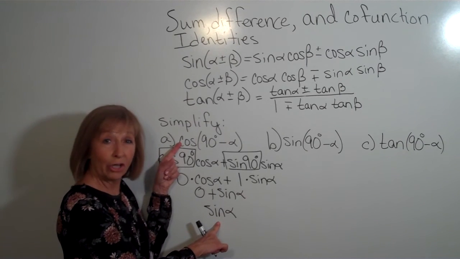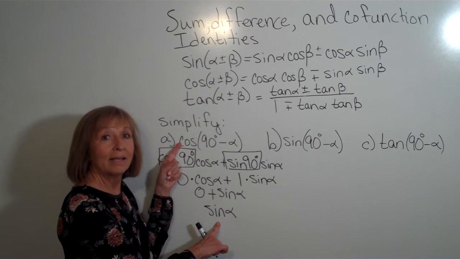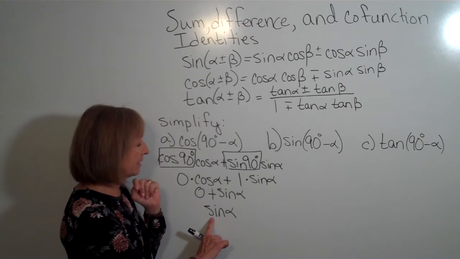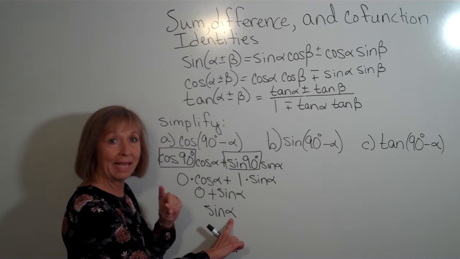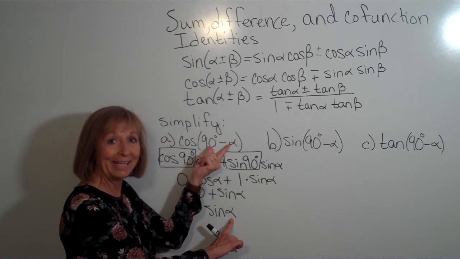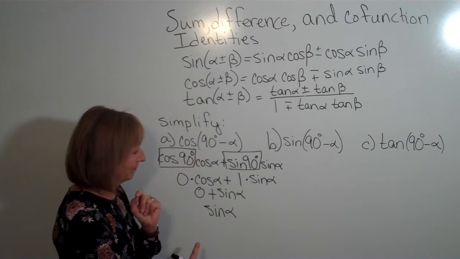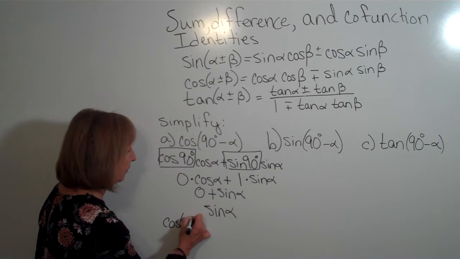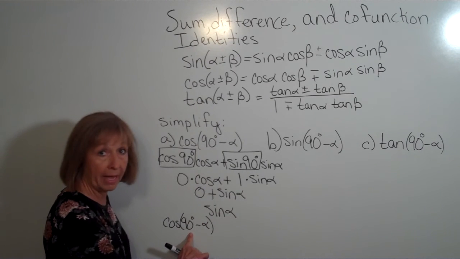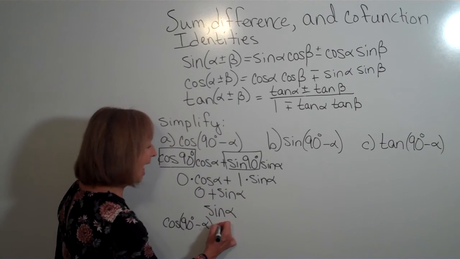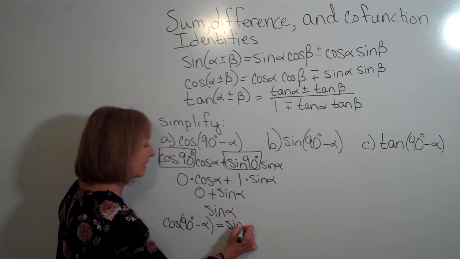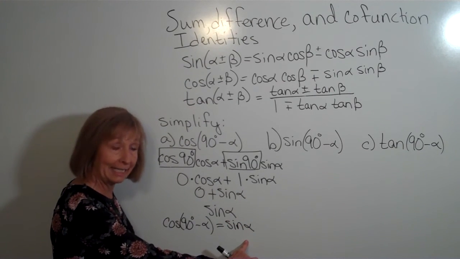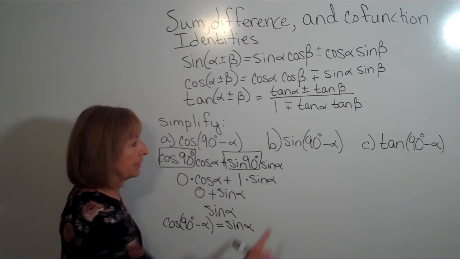So we call this the cosine. The cosine is the cofunction of sine because the sine of an angle is the same as the cosine of that angle's complement. So now I know that if I ever have the cosine of 90 degrees minus alpha, or remember pi over 2 minus alpha, I can make a replacement that's the same as the sine of alpha. So that's a cofunction identity. Let's do the next one.